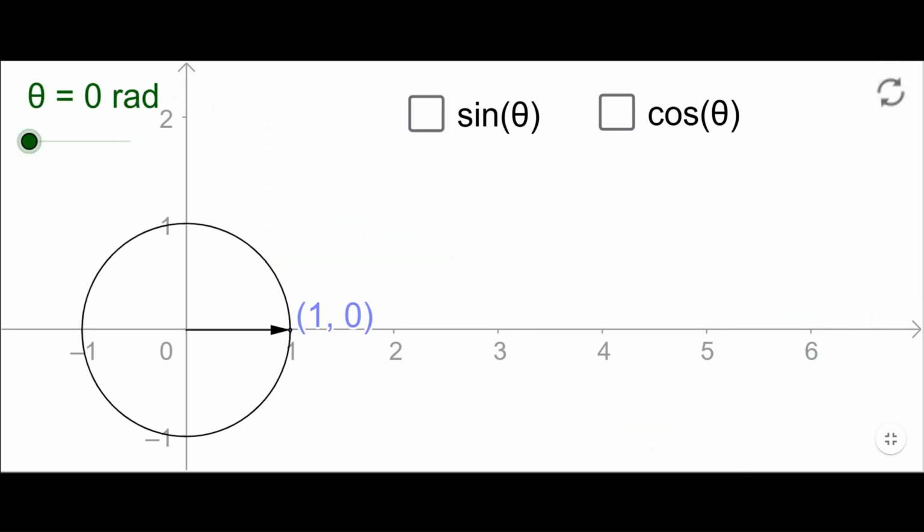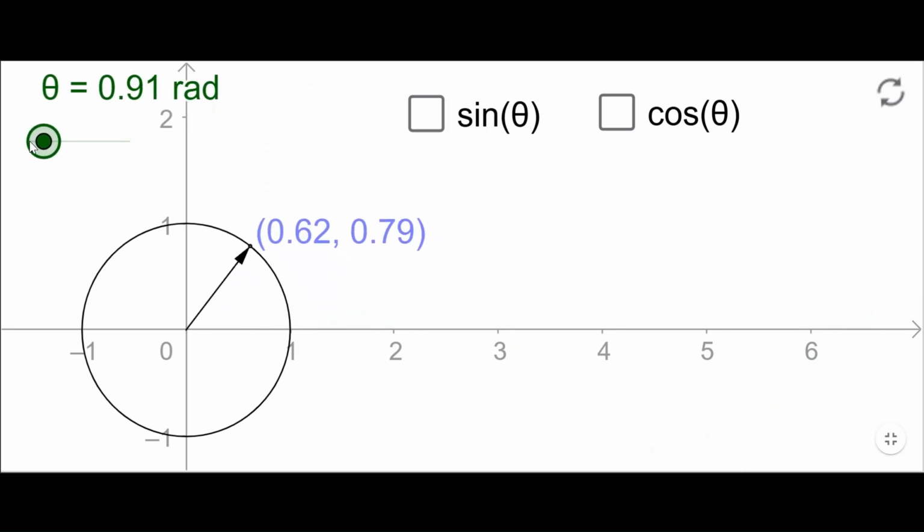Let me reset this, and we'll look at cosine. So we're going to do the same thing. We're going to rotate around the circle, so from 0 radians all the way around to 2 pi. And this time we're going to follow the x-coordinates on the circle. Okay. So remember, with cosine, cosine is the x-coordinates, so it starts at 1.